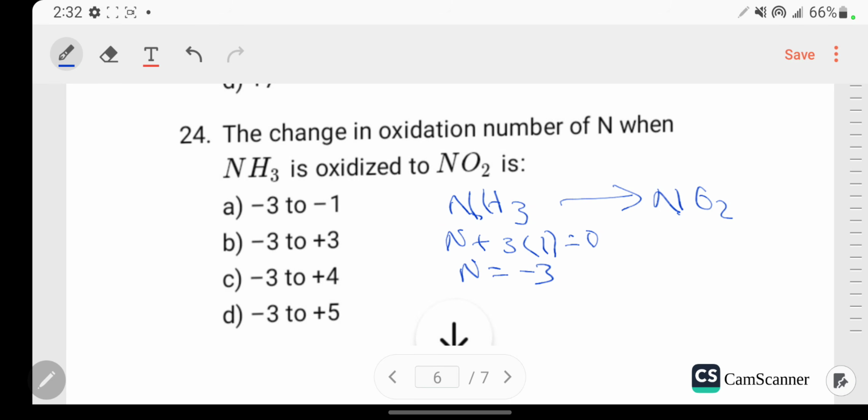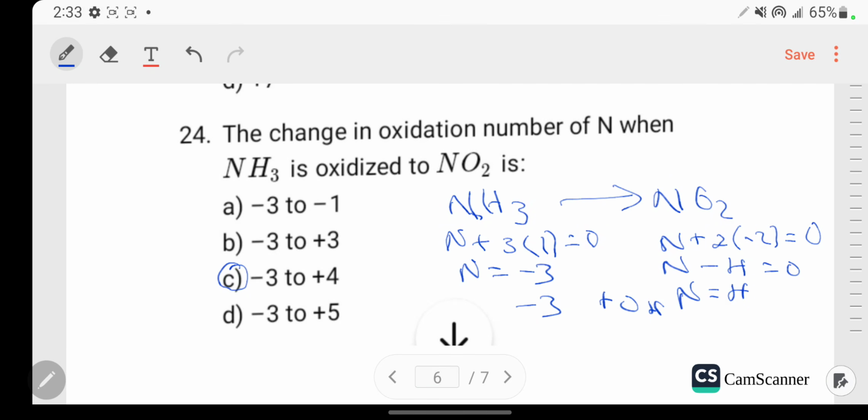How about the nitrogen charge in NO2? We have nitrogen plus there are 2 oxygens. The charge of oxygen is -2, should be equal to, since it's uncharged, 0. So we have nitrogen minus 4 should be equal to 0. So nitrogen should be equal to +4. So the answer here is +4. So we have -3 to +4. So the answer here is C.